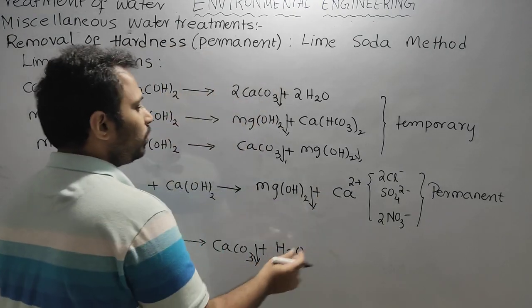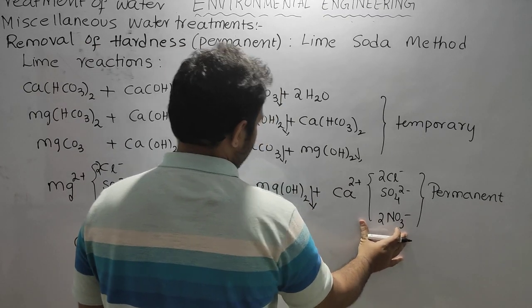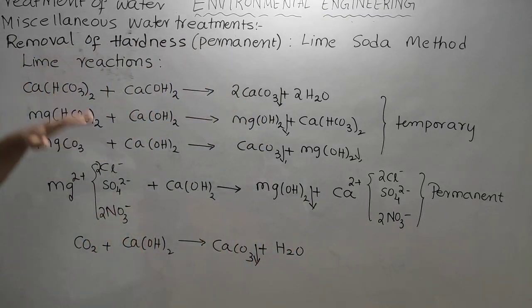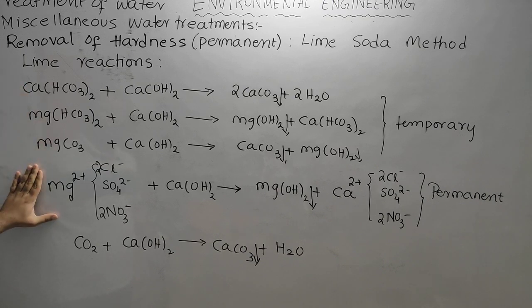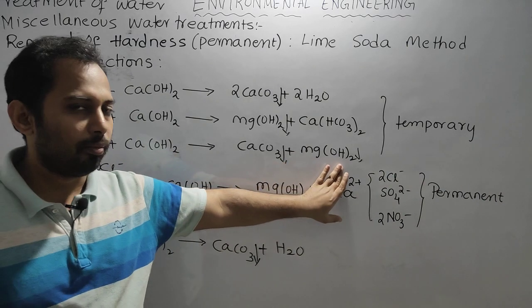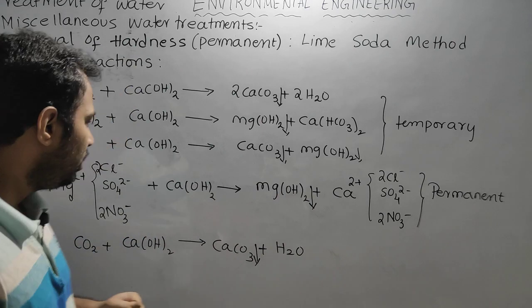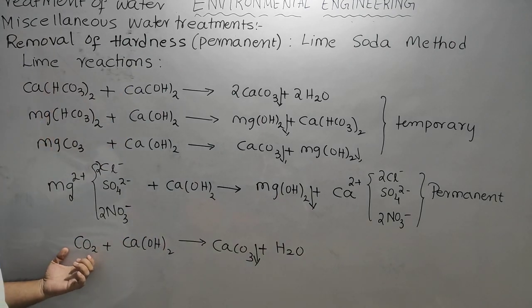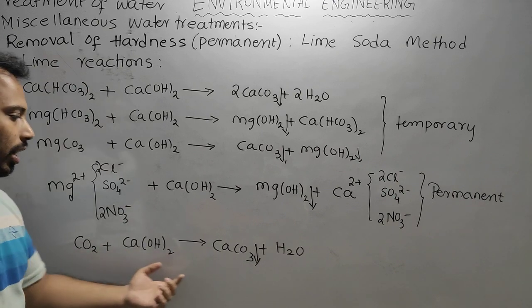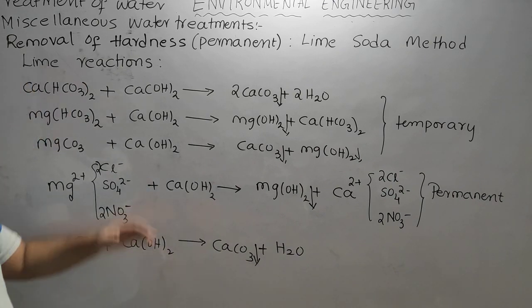This one cannot be removed; it still needs treatment. All the reactions I have written here are lime reactions. Lime can remove temporary hardness. Lime converts magnesium permanent hardness into calcium permanent hardness, and also removes magnesium in the form of a precipitate. It can also remove dissolved gases such as CO2 by reacting with them, forming calcium carbonate precipitate.